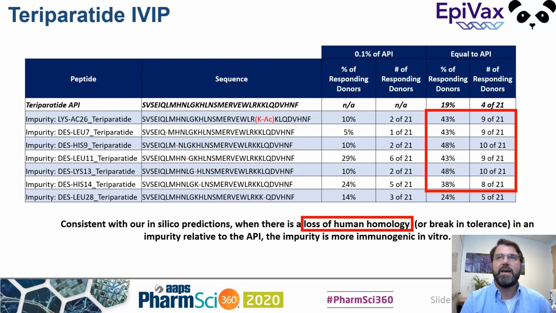So when you don't impact the human homology of the impurity, you don't get more of an immunogenic response. However, when you do lose tolerance or lose homology, you actually see a pretty drastic increase in the number of responding donors. And this is all consistent with our in silico predictions.